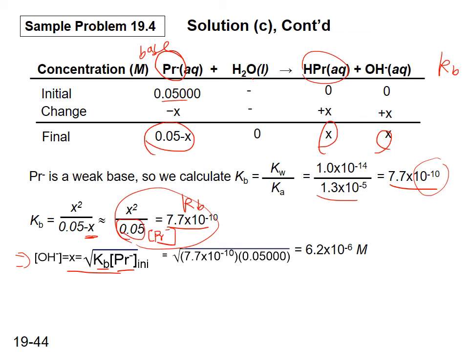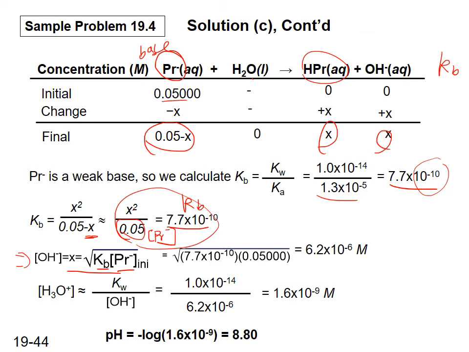With hydroxide, we then calculate the hydronium ion, which is Kw divided by hydroxide, and then we calculate the pH, which is 8.8, indicating the solution is basic.